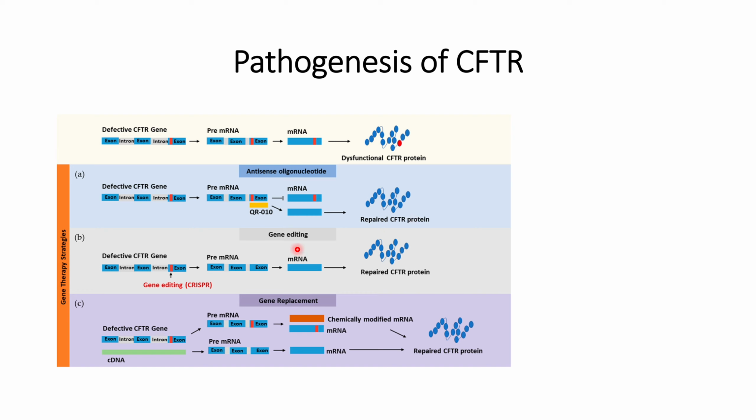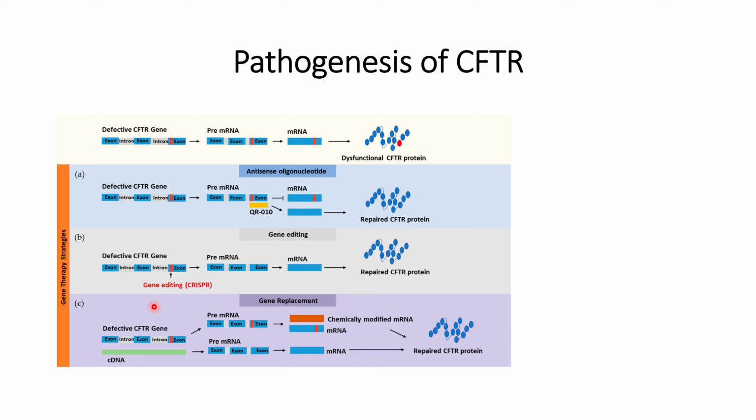Third one is gene editing, with the discovery of this popular CRISPR technology. This can be used to correct this defective position of the CFTR gene, and then the correct mRNA form can be used for the translation.